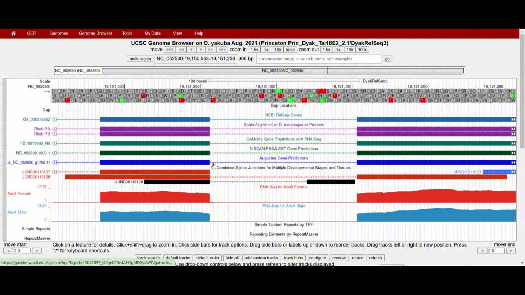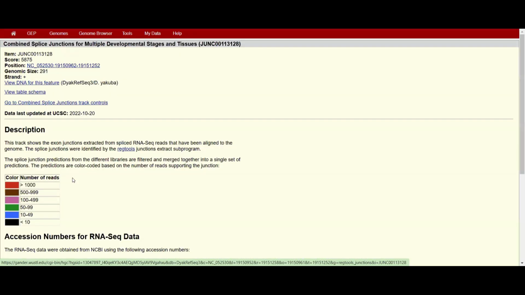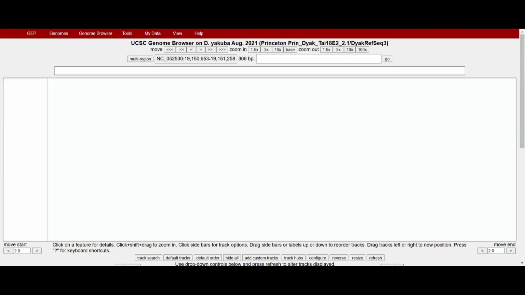Click on the junction 00113128 to determine the number of spliced RNA-seq reads that support this splice junction prediction. Here we can see that the score is 5,875. Click on the back button of the web browser to return to the Genome Browser image.